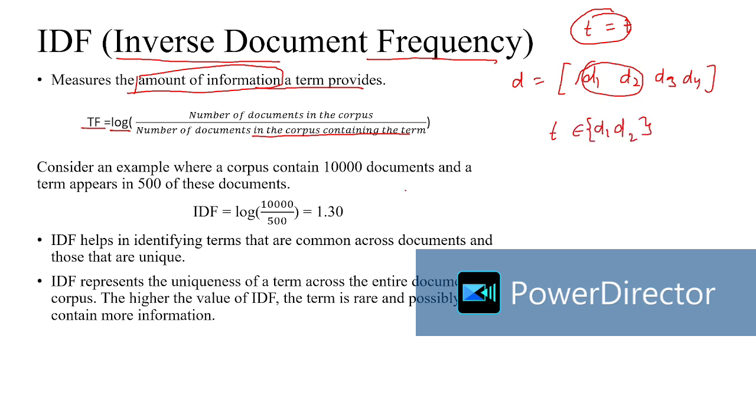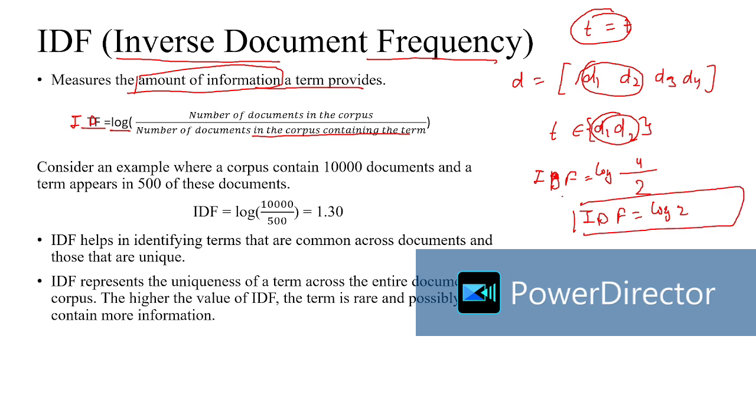So what does IDF calculate? The number of documents in the corpus is 4, and the number of documents in the corpus containing the term is 2. So IDF is equal to log of 4 by 2, which is log 2. Whatever the value of log 2 is gives the IDF value.